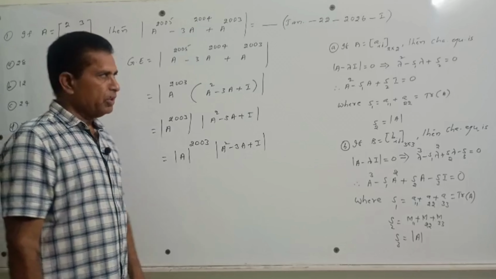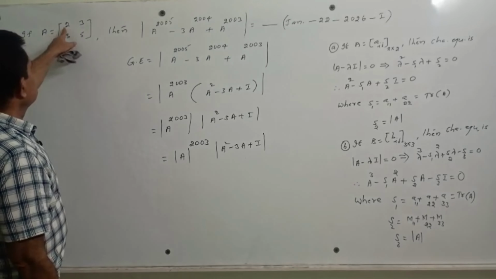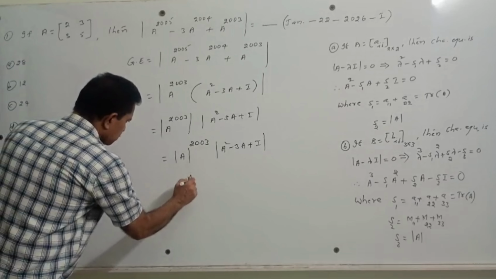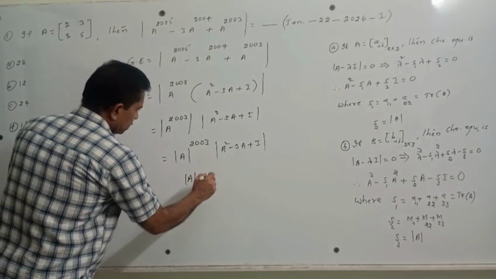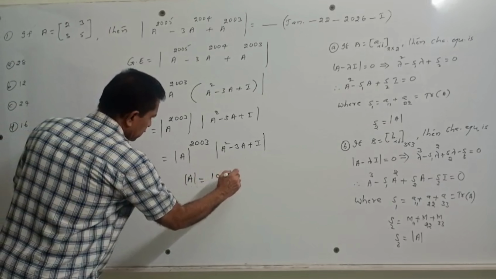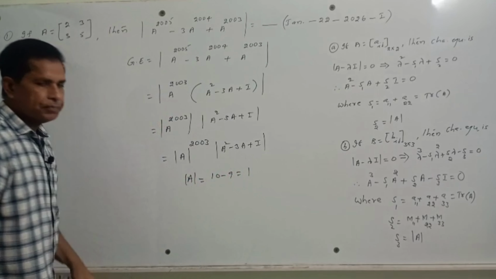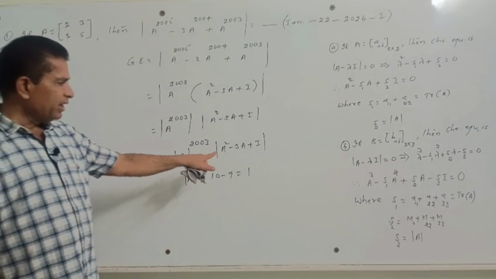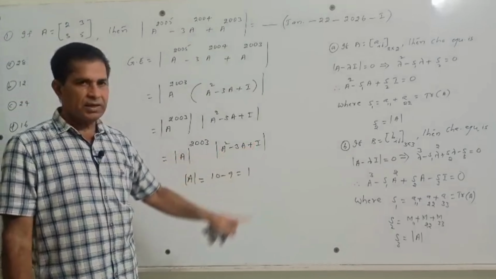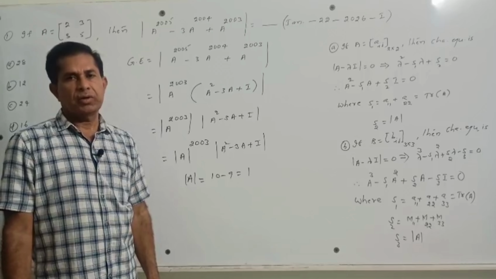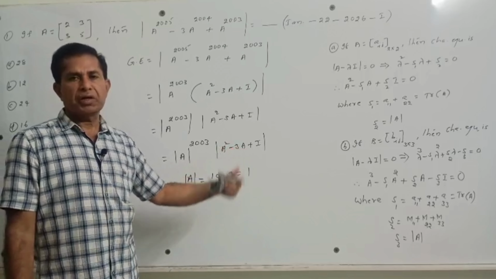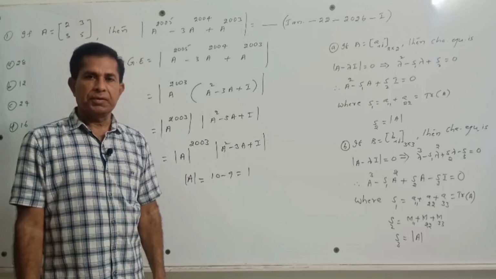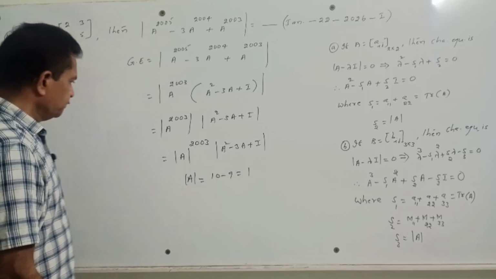First I will calculate determinant of A. A is equal to 2, 3, 3, 5. Determinant of A, AD minus BC. That is very simple. Determinant of A is equal to 5 into 2 is 10, 3 into 3 is 9, 10 minus 9 becomes 1. So I already calculated determinant of A. Now to calculate determinant of A square minus 3A plus I, first of all we have to calculate A square. Later by simplifying we can get the determinant. But instead of adopting that procedure, I am taking Cayley-Hamilton theorem.